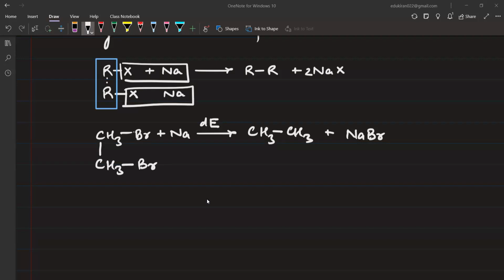Please understand. If you write CH3-CH3, you are going to get full marks. But if you write only sodium bromide, you will get 0 marks. So try to understand the importance of both the products. This is more important. So focus here, not on sodium bromide. If you don't remember sodium bromide, no matter. It doesn't even matter.